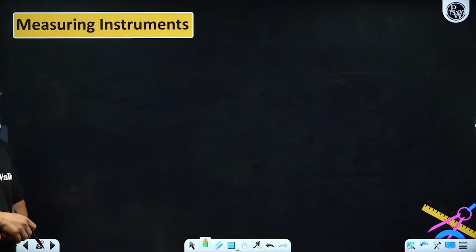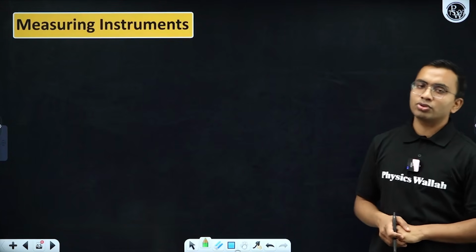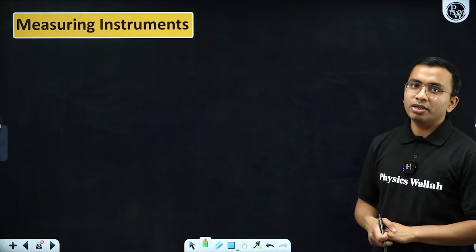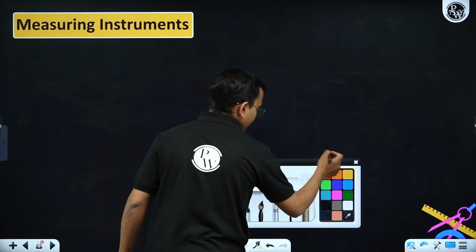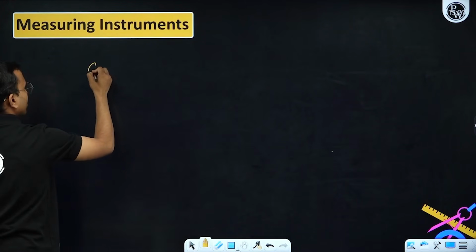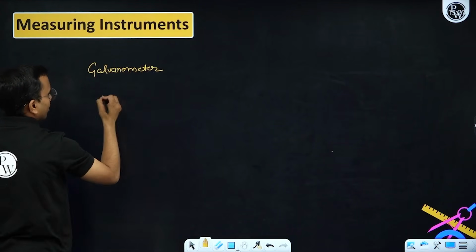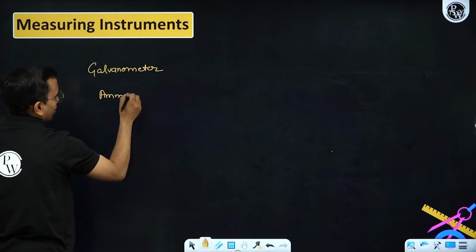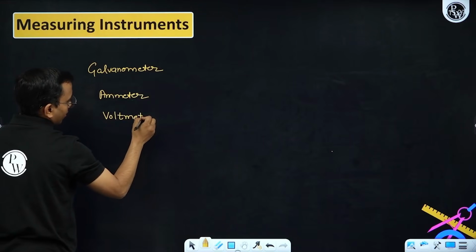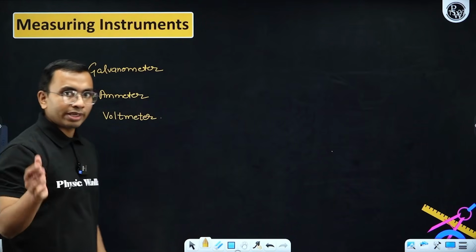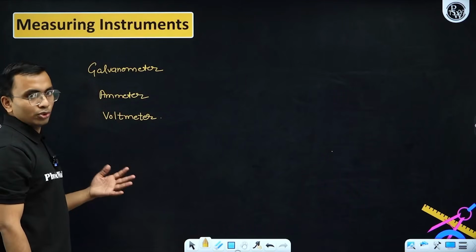Now, measuring instruments. Now we are going to talk about measuring instruments that we use. So we generally use galvanometer, ammeter, voltmeter. So we will be talking about these 3: first galvanometer, ammeter and voltmeter. We will not go into their construction, how they are made. We will just see how they are used.